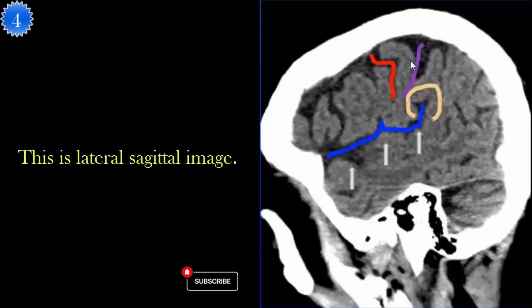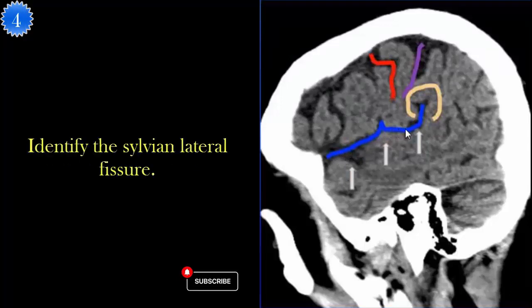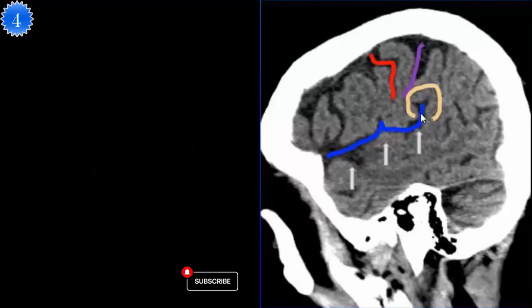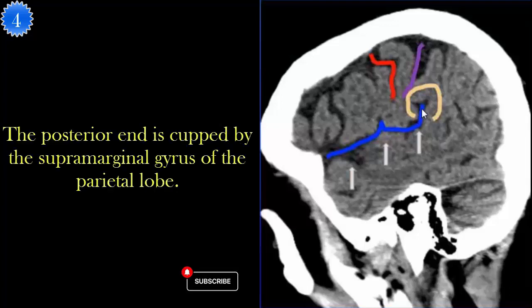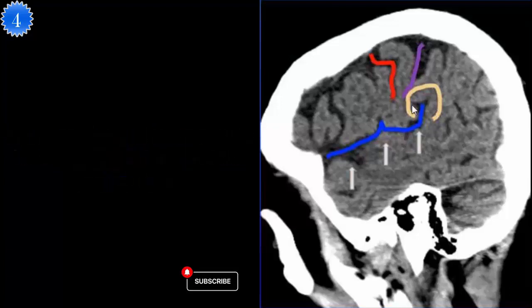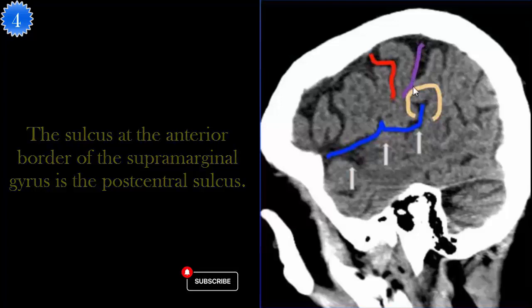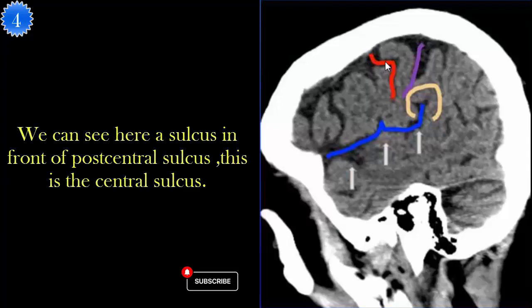This is the lateral sagittal image. Identify the Sylvian lateral fissure. Follow the Sylvian lateral fissure posteriorly. The posterior end is capped by the supramarginal gyrus of the parietal lobe. The sulcus at the posterior border of the supramarginal gyrus is the post central sulcus. We can see here a sulcus in front of the post central sulcus.